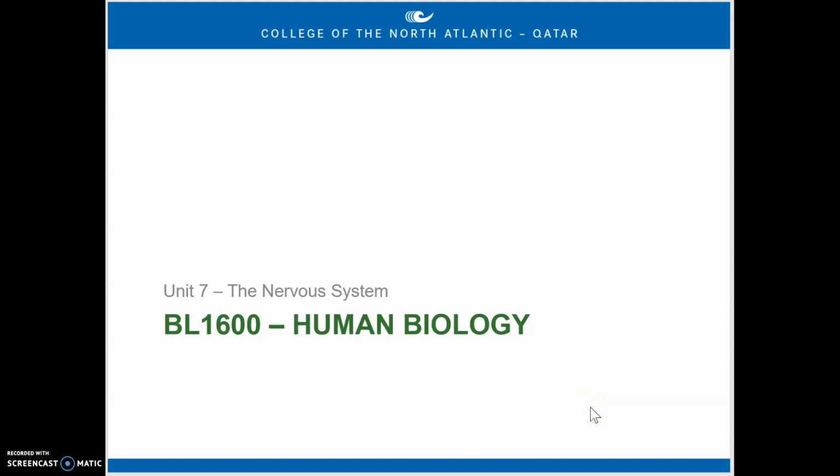Hey guys, welcome to Unit 7. In Unit 7 we're going to talk about the nervous system. We're going to give just a brief overview of the nervous system in this unit. We're not going to go into too much detail in a lot of different things, but we're going to scratch the surface on a bunch of different things.